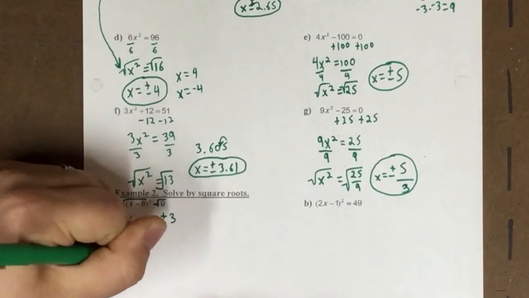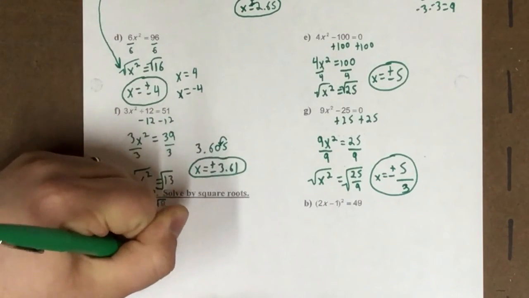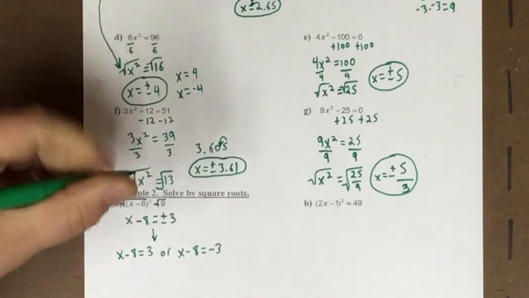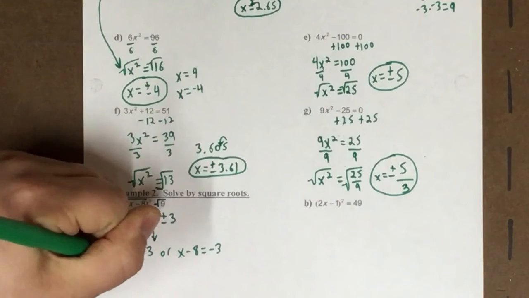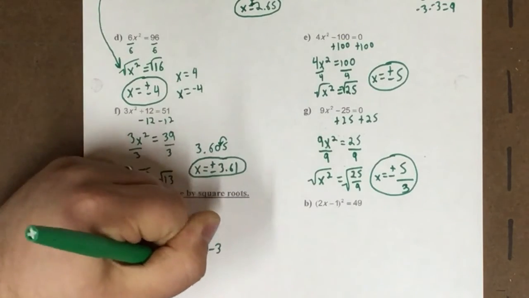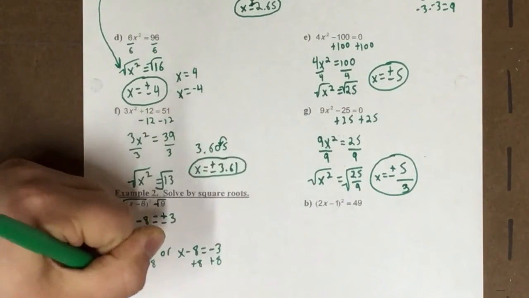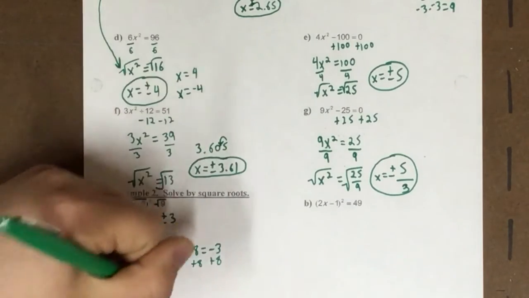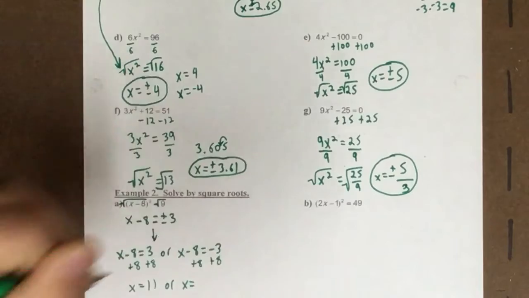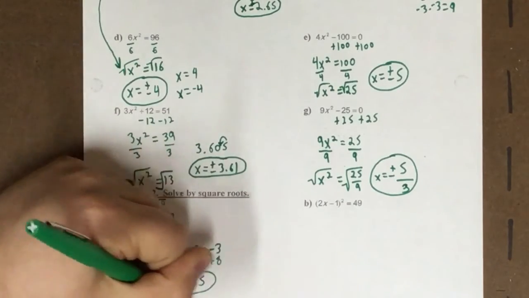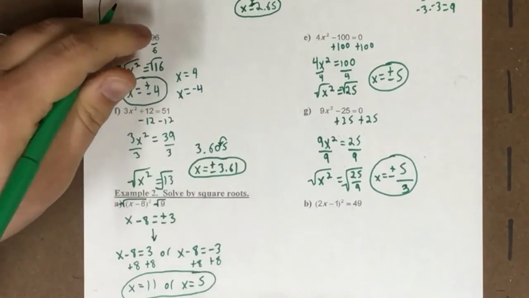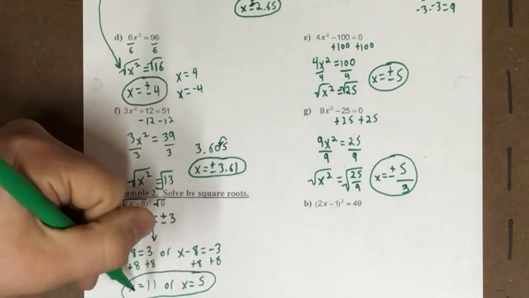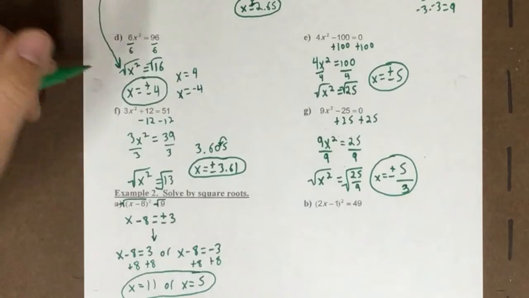x minus 8 is equal to positive 3, or x minus 8 is equal to negative 3. When I add 8 to both sides, I'm going to get two different number answers. On one of these, I'm going to get x is equal to 11, or x is going to be equal to 5. Both of these are going to be my answer. Because I have this expression inside of the parentheses, I'm going to get two different numbers for my answer. Up top, we only got one number.